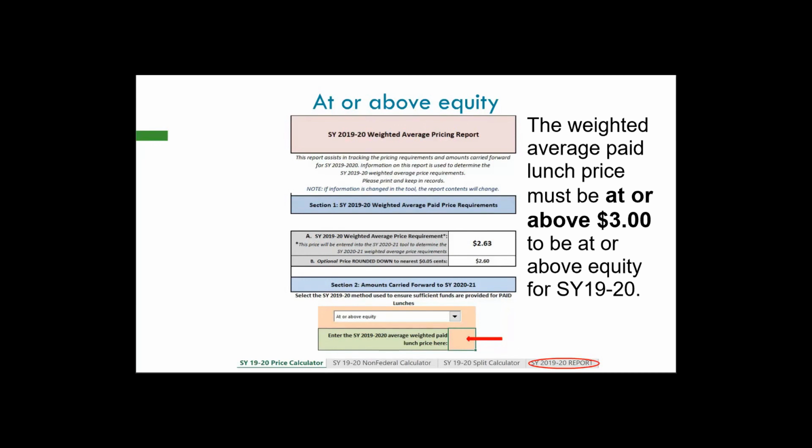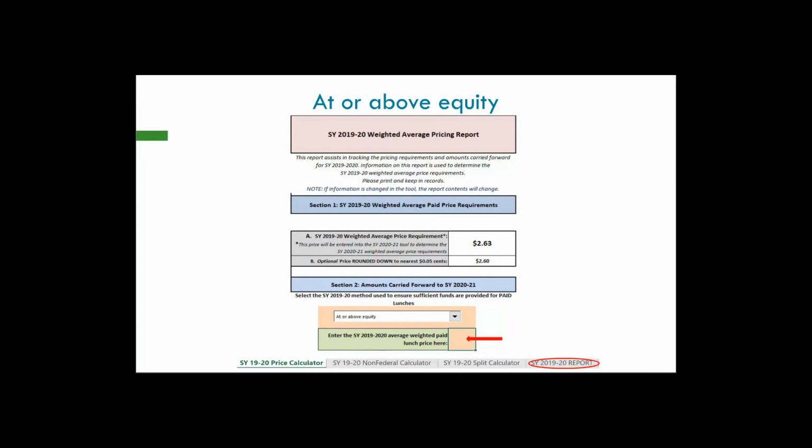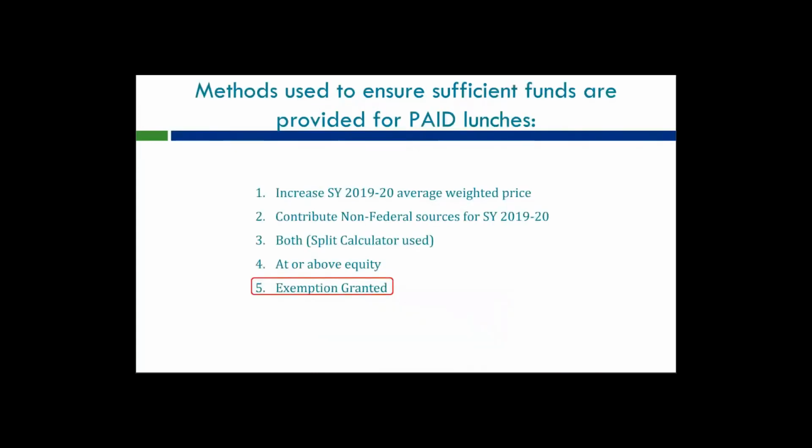We will then go down to section 2, amounts carry forward to school year 2020-21. This is where we will select our method used to ensure that sufficient funds are provided for paid lunches, and we will state that we're at or above equity. We will then enter the school year 2019-20 average weighted paid lunch price into that peach box that is pointed to by the red arrow. Once you have completed that, you have completed the Paid Lunch Equity tool for school year 2019-20.